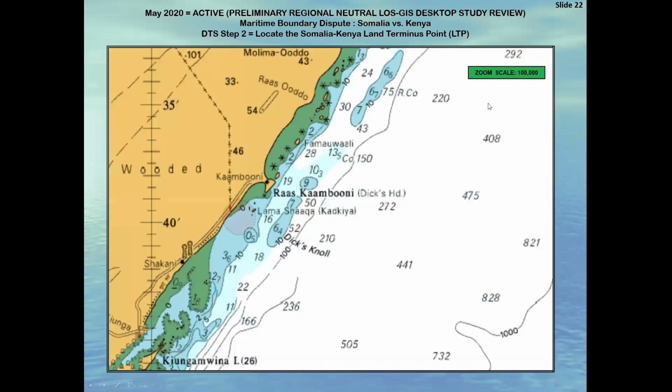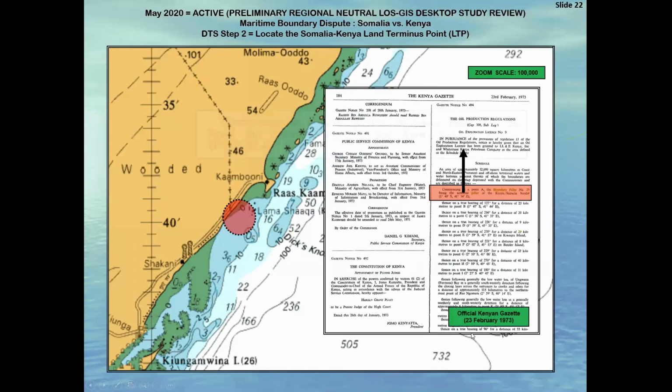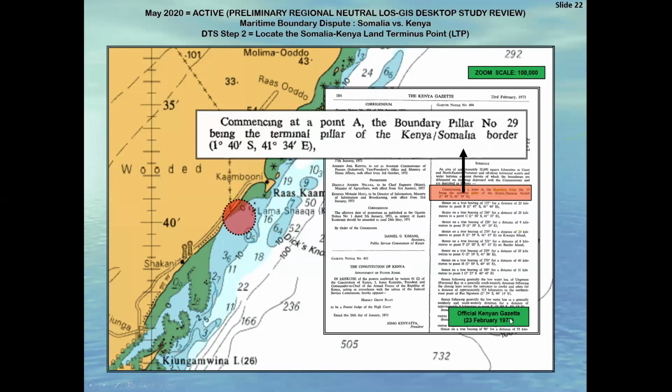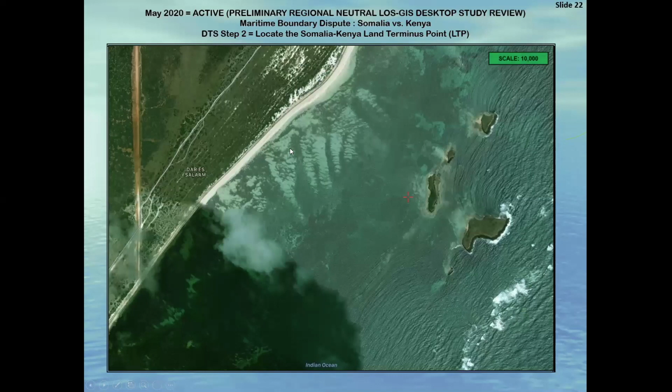Again, we've already seen this nautical chart. We know there's some small islands near shore here. We know there's a land boundary. But more importantly, if you bring in some old data, this is a Kenyan Gazette, officially from 1973. They talk about pillar number 29 being the terminal pillar of Kenya, Somalia. They even give a very crude latitude and longitude. Keep in mind that's old mapping.